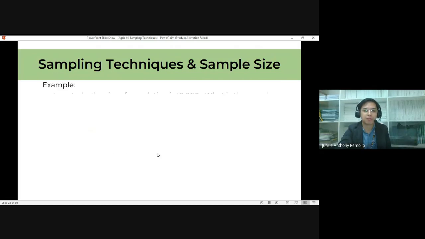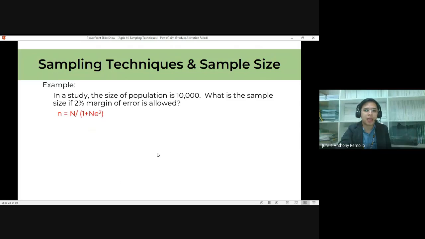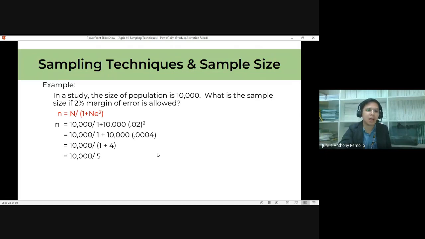So for example, in a study, the size of the population is 10,000. What is the sample size if a 2% margin of error is allowed? So to apply the formula, we derive the given values. So n is equal to N over 1 plus N e squared.